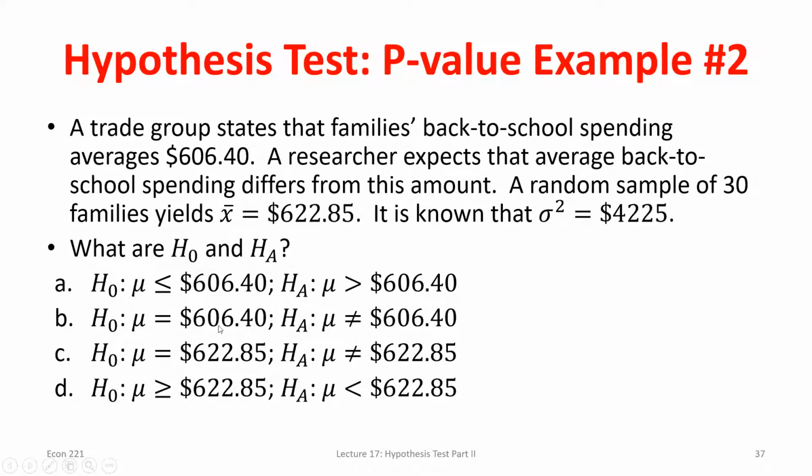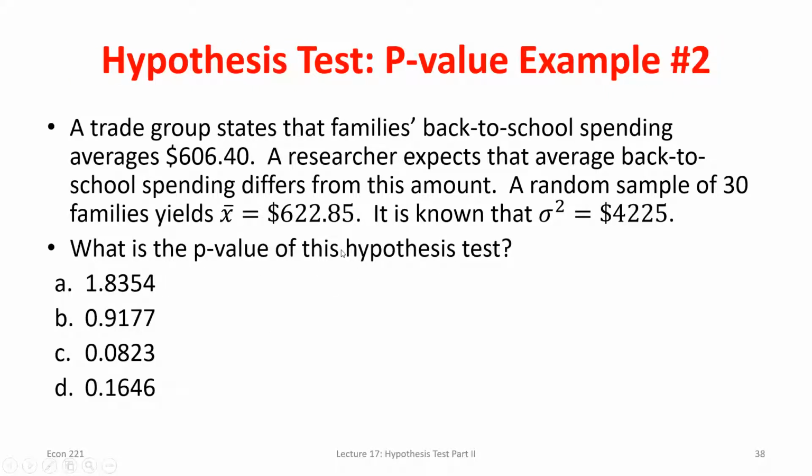So I've got what type of tail test here? Two-tailed test, right? That's pretty easy to tell when I have that not equal to sign in my alternative hypothesis or that equal sign in my null. I have a two-tailed test. So I could see a sample mean that's above or below that stated value of $606, and it would go against the null. If I see it above or below, it doesn't matter. Both sides, I could have evidence that goes against it.